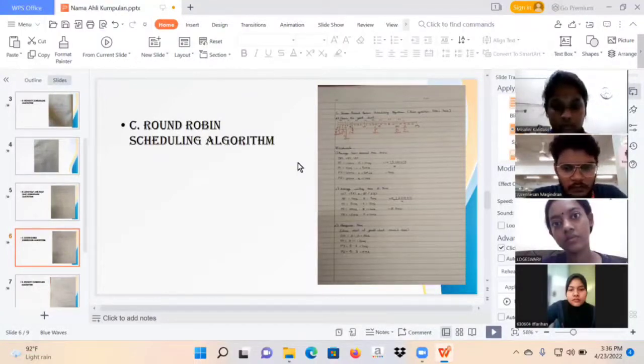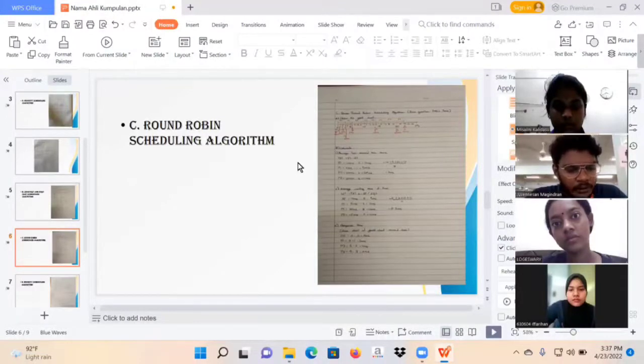For the average turnaround, as usual, we have to subtract and divide all the answers. So process 0 is 14 millisecond minus 0 is equal to 14 millisecond. Process 1, 6 millisecond minus 1 is equal to 5 millisecond. Process 2, 22 millisecond minus 2 is equal to 20 millisecond. And process 3, 20 millisecond minus 2 is equal to 17 millisecond. So after we total all the answers and divide by 4, it is equal to 14 millisecond.